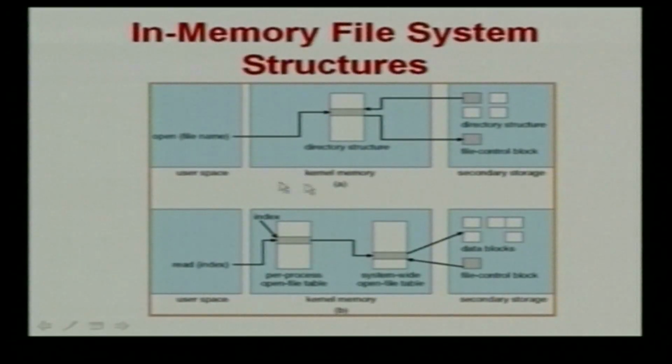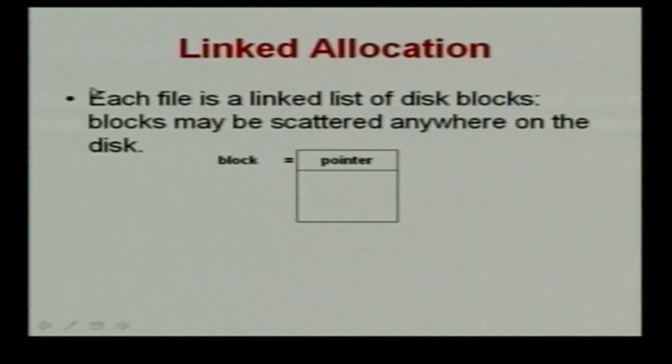So this is the user space, this is the kernel memory, and this is the secondary memory. This kernel memory holds the directory structure. It will have a pointer to the file control block, and this will have a pointer to the directory structure and so on. So this is the kernel memory, and this is the index if you have an index. In addition to the index, you can also have a linked association. So in the block there will be a pointer to where exactly the physical file is stored. So that is how it happens.